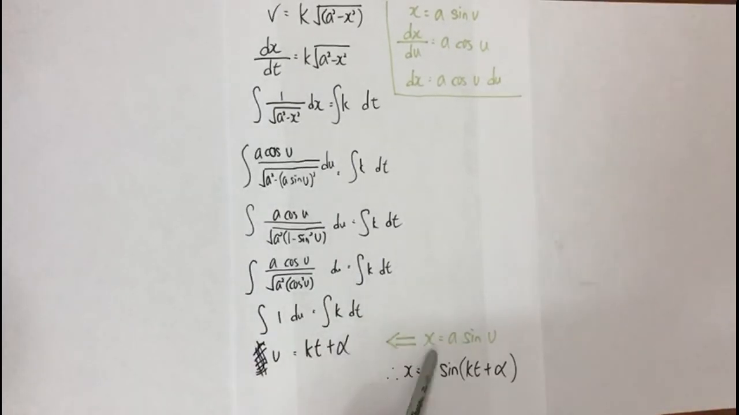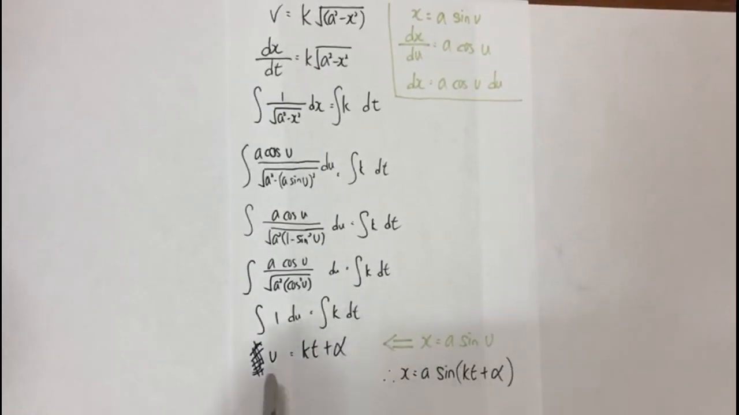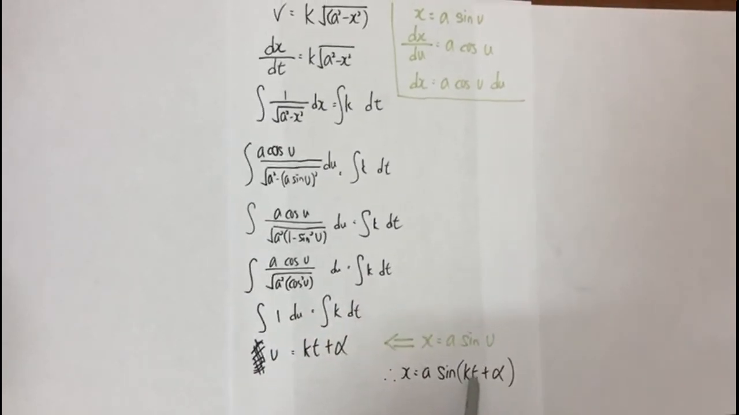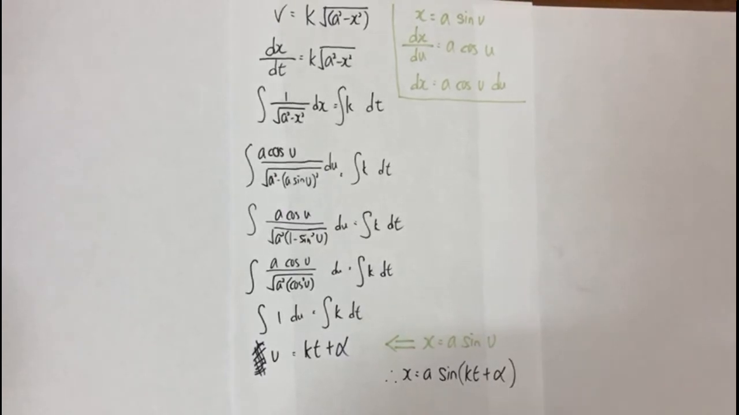And remember, x equals a sine u. We can simply substitute this u equals kt plus alpha into this equation, and you get x equals a sine(kt plus alpha). This is the equation for simple harmonic motion.